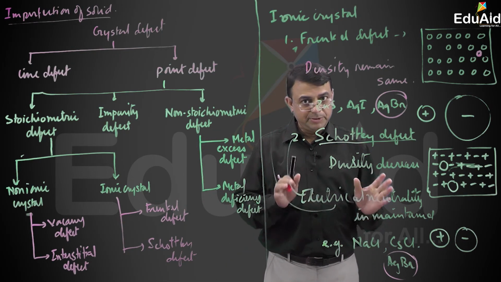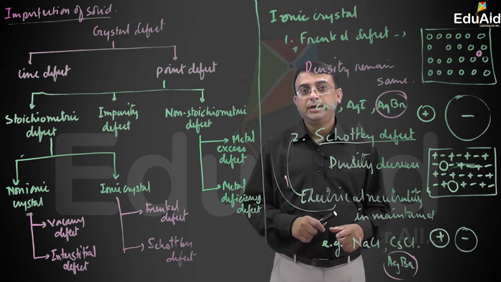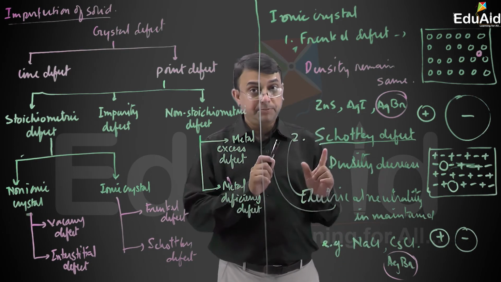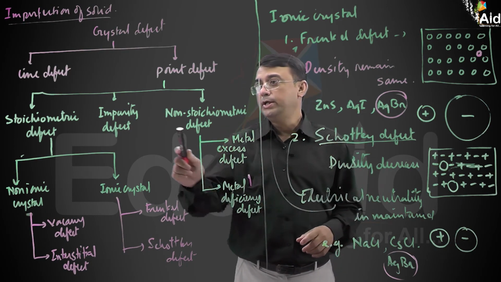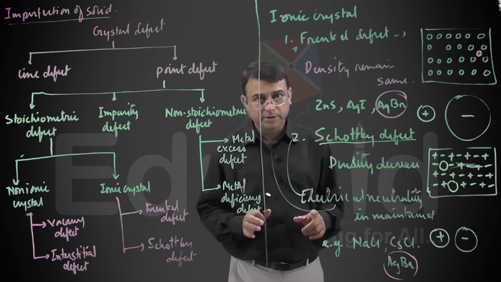All right, understood. Then we will go to the next type of classification, that is the next type of defect in solids, that is impurity defect. Okay.